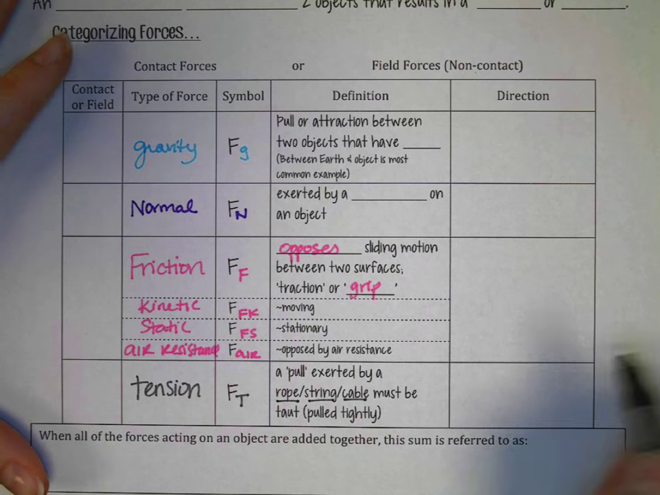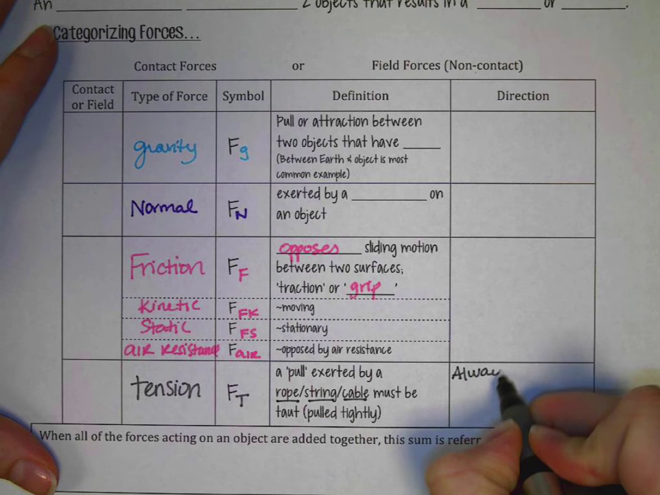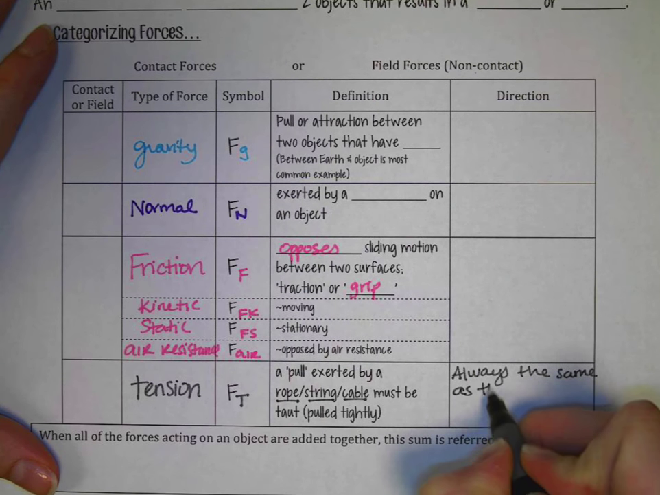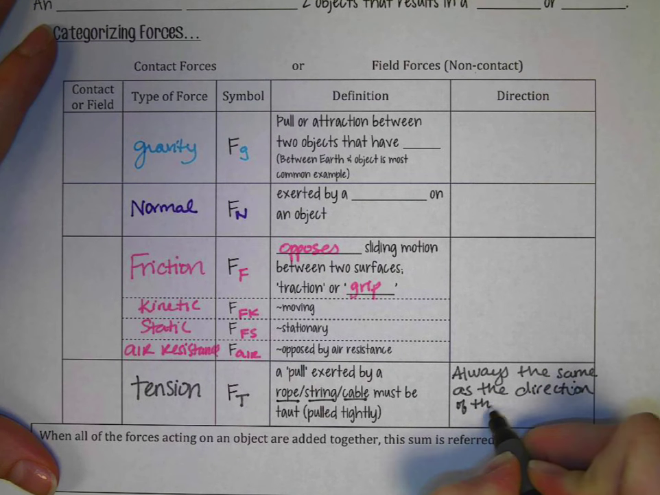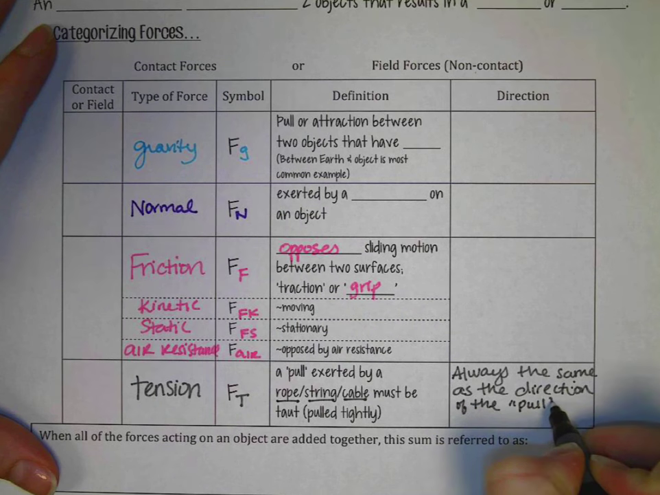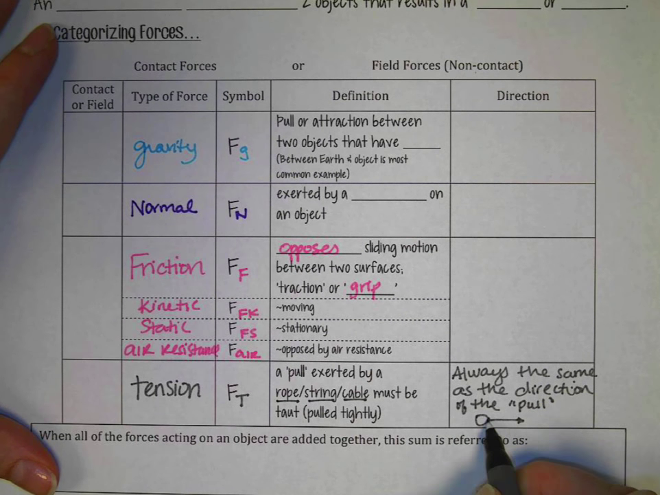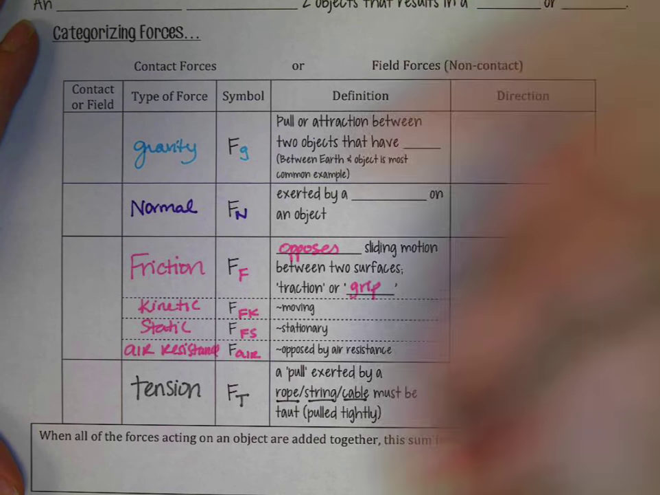The direction of this one is always the same as the direction of the pull. So if you have an object and a string is attached and being pulled that way, the force is that same direction. These are our four types.